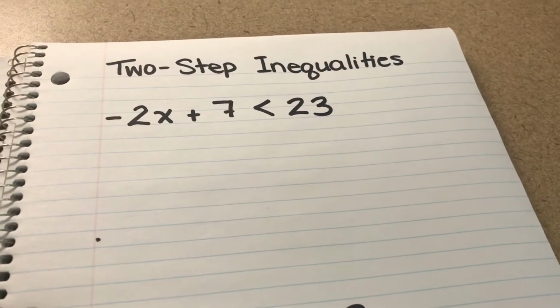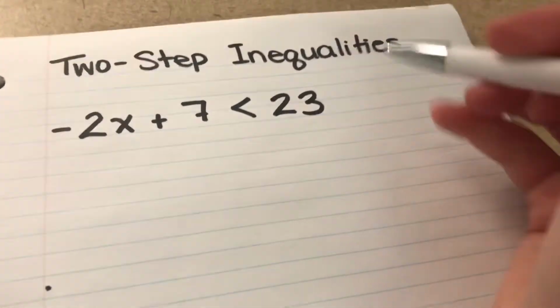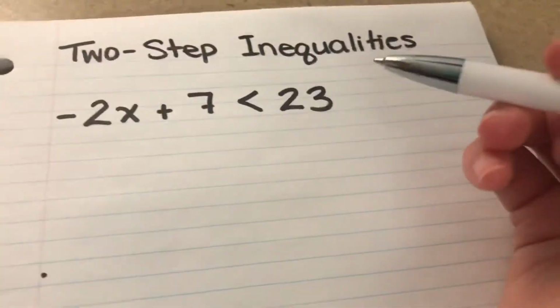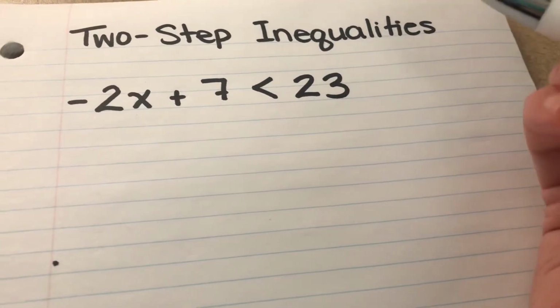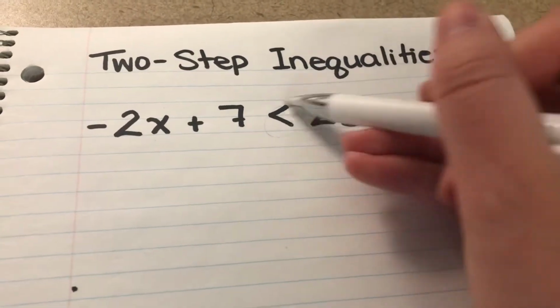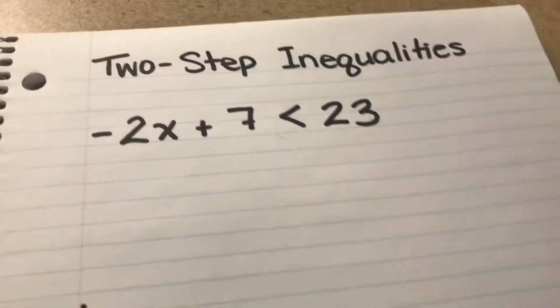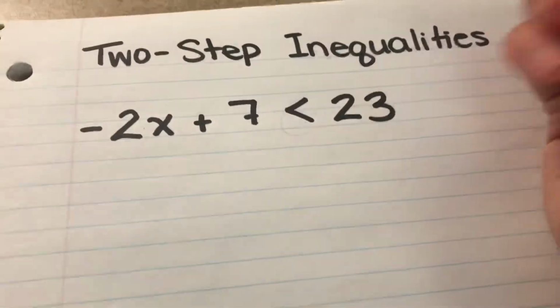Okay, so I'm going to do two examples of two-step inequalities. And all this means is we have to do 2 steps before it's solved. It's the same as solving two-step normal linear equations. It's just we're not dealing with an equal sign now, we're dealing with an inequality symbol. So let's start with the one that's not attached to the x, reverse order of operation.